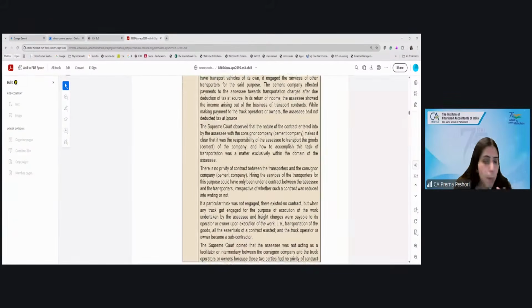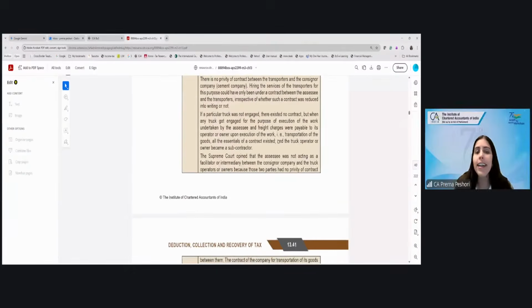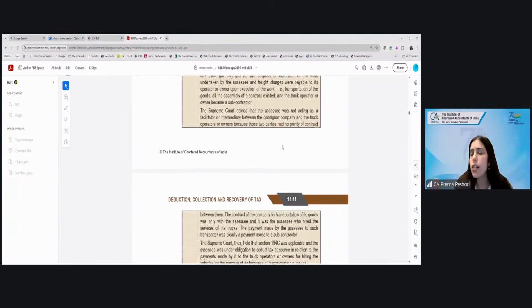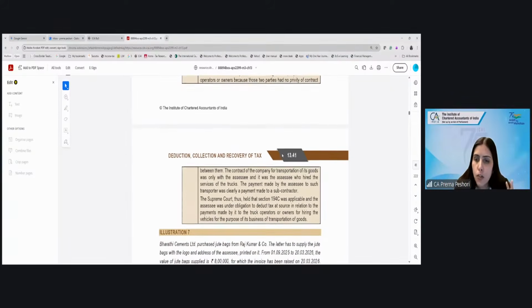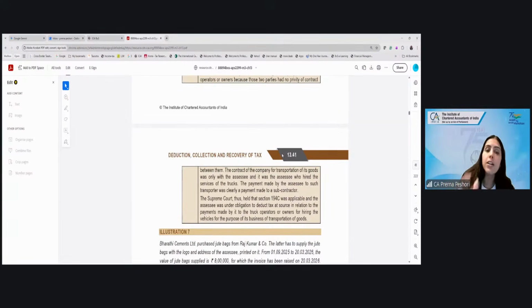So Supreme Court here opined that the transporter was not acting as a facilitator or intermediary between the consignor, between the cement company and the truck operator, because they did not have any contract between them. The contract of the company for the transportation of its goods was only with the transporter, and it was the transporter who then further hired the services of the truck. So the payment made by the transporter to the truck operator was also a payment in the nature of subcontract, where the TDS should have been deducted for hiring of the vehicles.